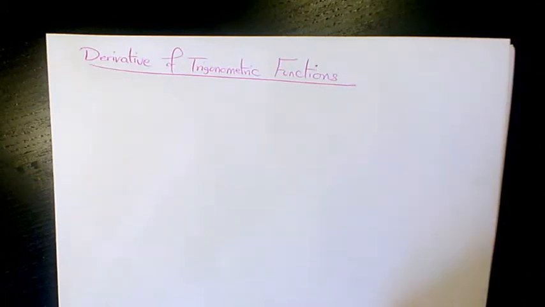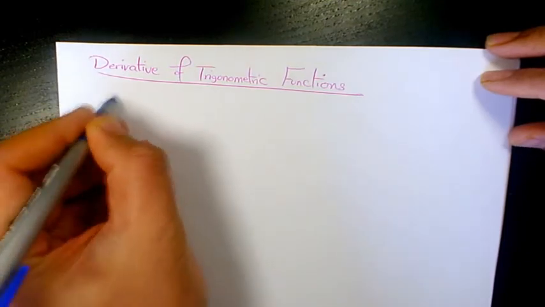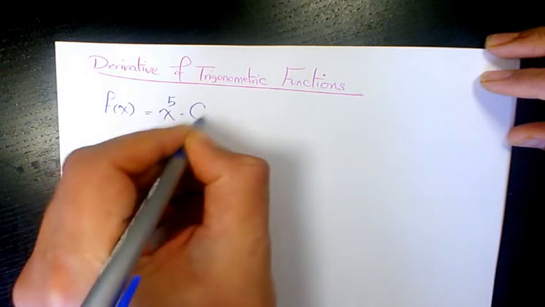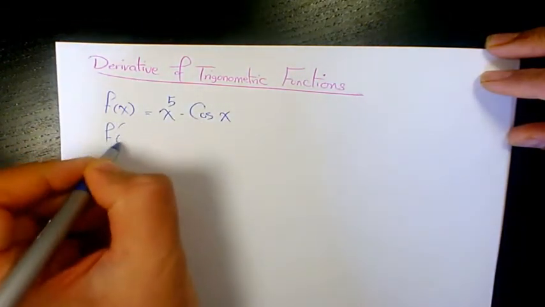Welcome to another video. In this video I want to show you some examples regarding derivative of trigonometric functions. First example I have is f of x equals x to the power 5 times cosine x. We need to find out the derivative.